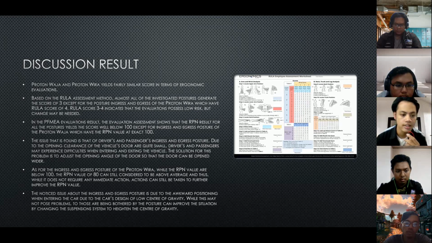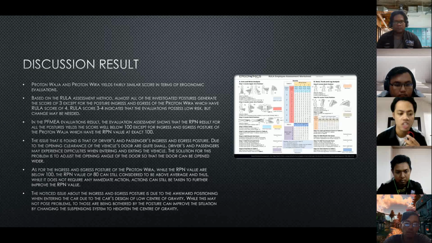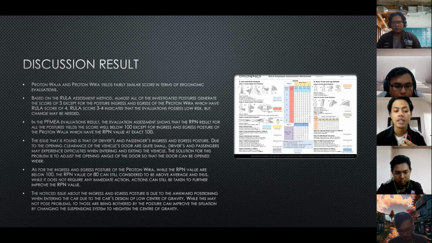As for the ingress and egress posture of the Proton Wira, while the RPN value is below 100, an RPN value of 80 can still be considered above average, and thus, while it does not require any immediate action, action can still be taken to further improve the RPN value. We notice the issue with the ingress and egress posture is due to the outward positioning when entering the car, because of the car's design of low center of gravity. While this may not pose problems to those who are not bothered by the posture, the situation can be improved by changing the suspension system to heighten the center of gravity.